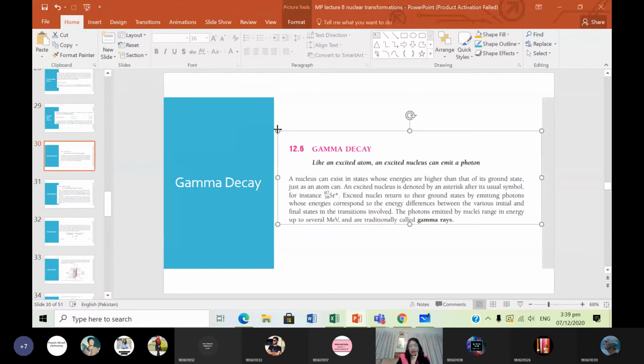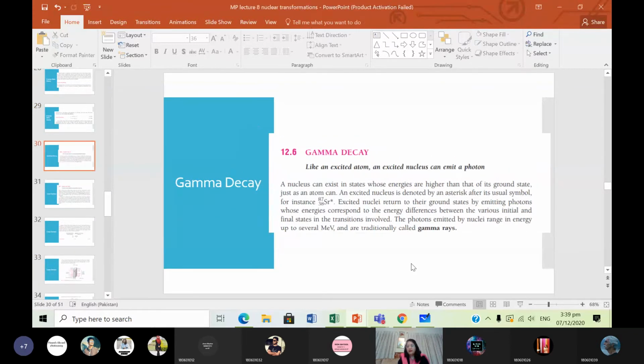Now we'll talk about gamma decay. What do we know about gamma? We haven't discussed this in much detail before, but we said that a nucleus in its excited state, usually denoted by an asterisk, has higher energy than a nucleus in its ground state. It has energy higher than that of its ground state, so it wants to release that energy. It's called an excited nucleus. It wants to return to its ground state by emitting photons whose energy corresponds to the energy difference between the initial and the final states.